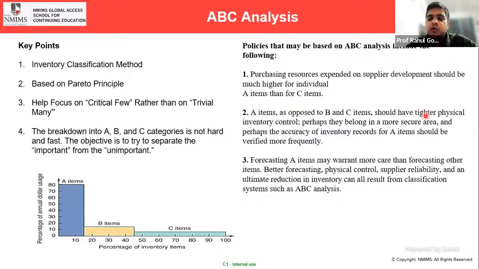They're going to have stricter, more rigor and more governance in terms of physical inventory control for A class SKUs. Similarly, they might want to spend a lot of time and investment, and get some capable people to give them a very good forecast for A class items, rather than B and C class items.